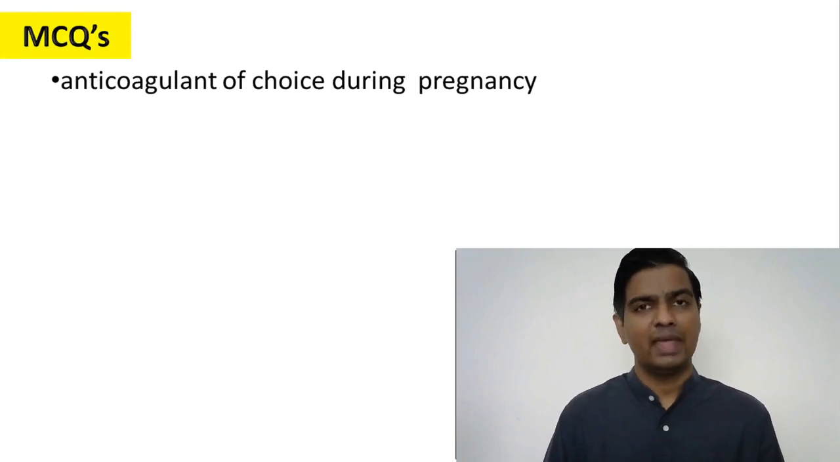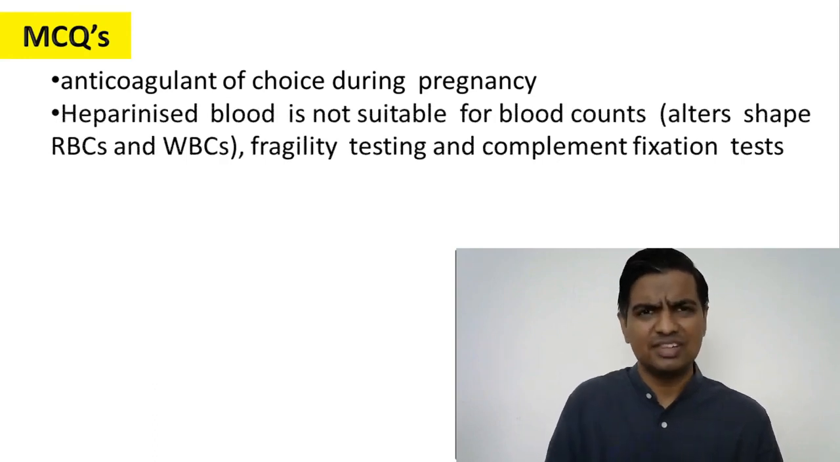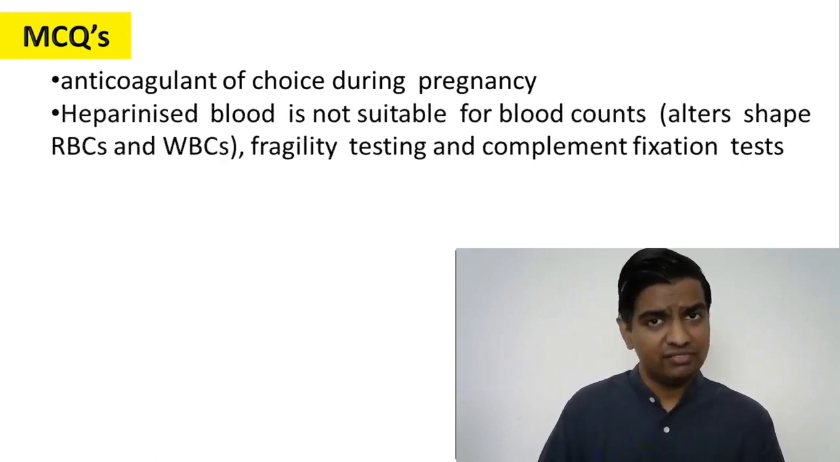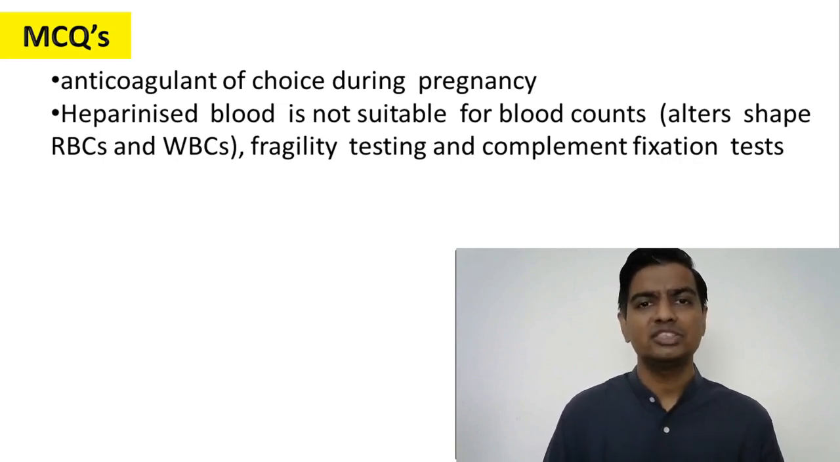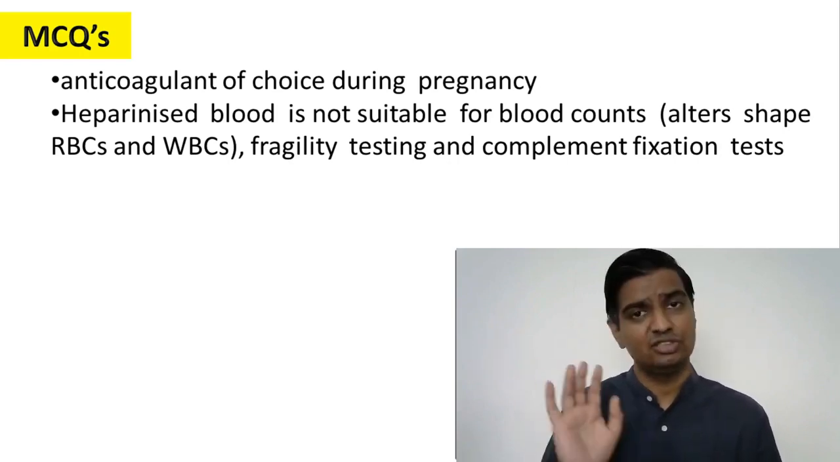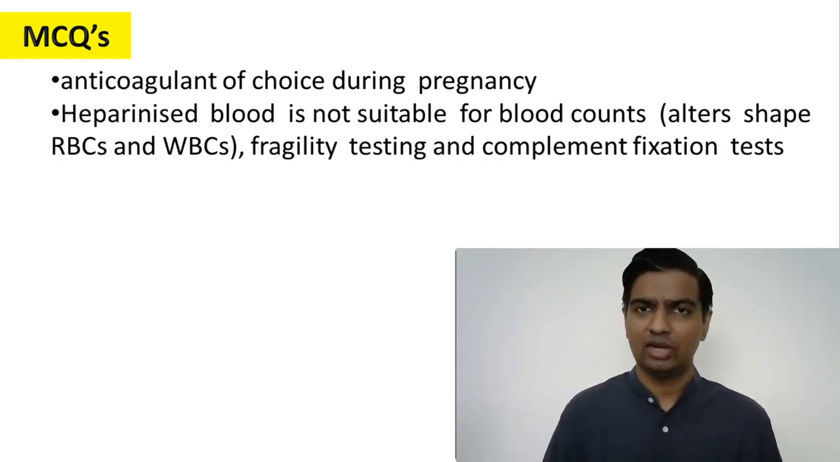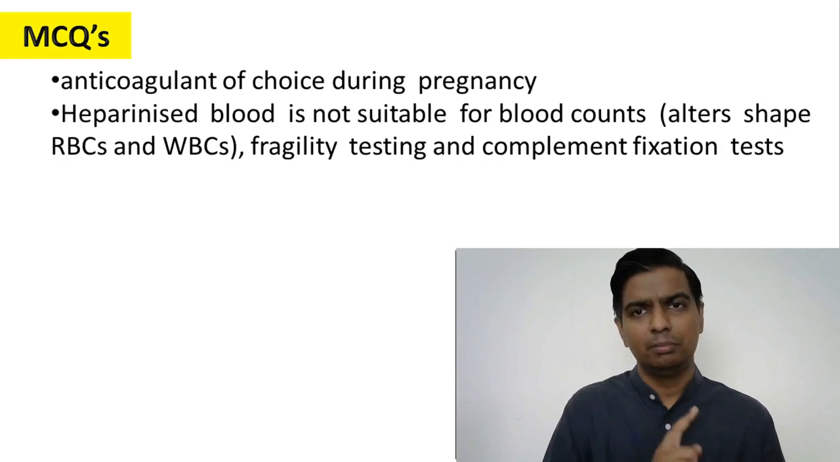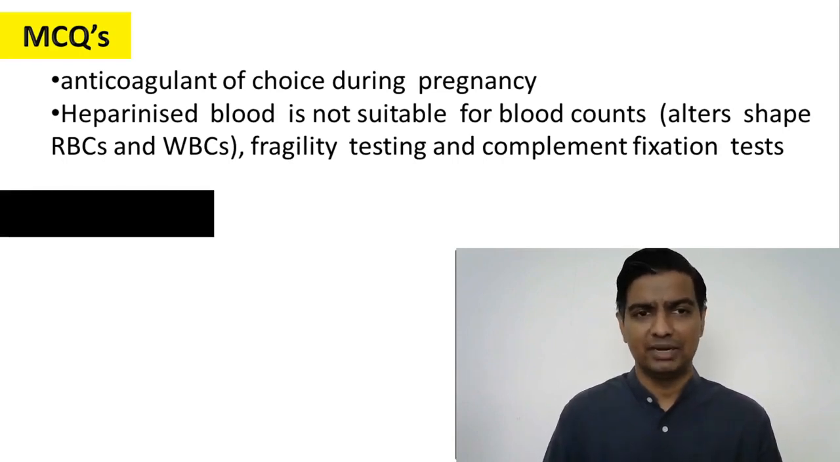So a quick recap of all the things that I have said and some important stuff. First, heparin becomes the anticoagulant of choice during pregnancy. It's ultra safe. It is kind of a natural substance in the body, so there will be no reactions. Even if it goes into the baby, no problem. Heparinized blood cannot be used for doing some blood counts because it changes the shape of RBCs and WBCs. It cannot be used for testing fragility of the RBCs, and it cannot be used for any complement fixation test. It messes with that test. So be careful when you're sending samples for lab investigation and you want blood counts. Note not to use heparinized blood.